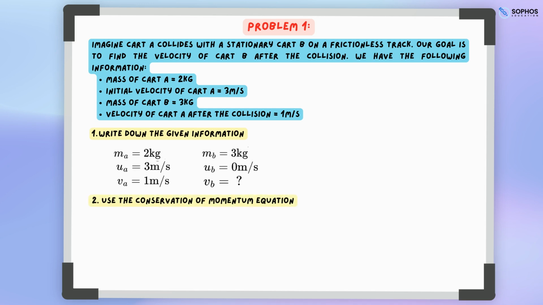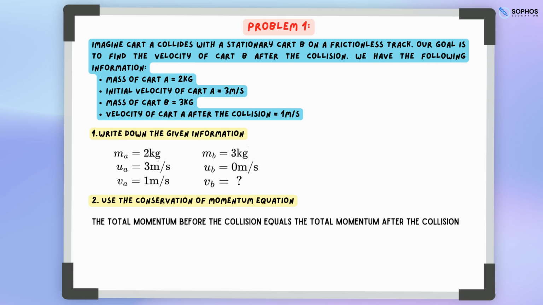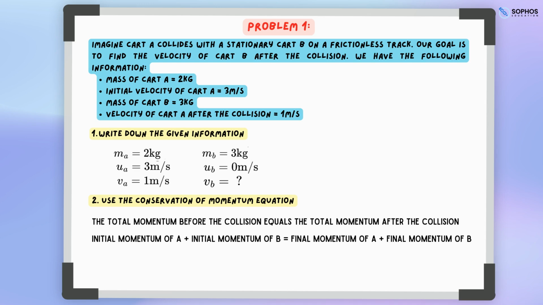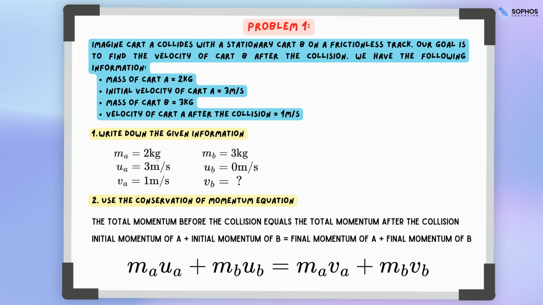Step 2 is to use the conservation of momentum equation. We know from the principle of conservation of momentum that the total momentum before the collision equals the total momentum after the collision. This means that the initial momentum of A plus the initial momentum of B equals the final momentum of A plus the final momentum of B. As we just discussed, we can represent this mathematically like this.